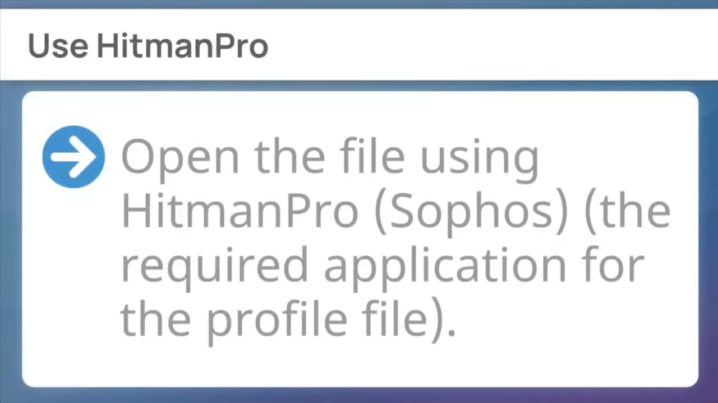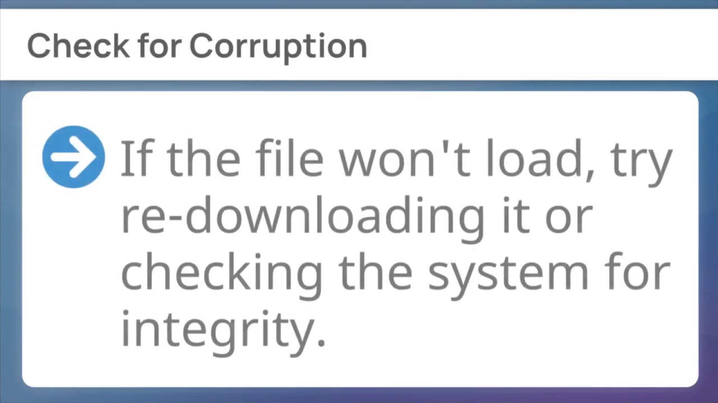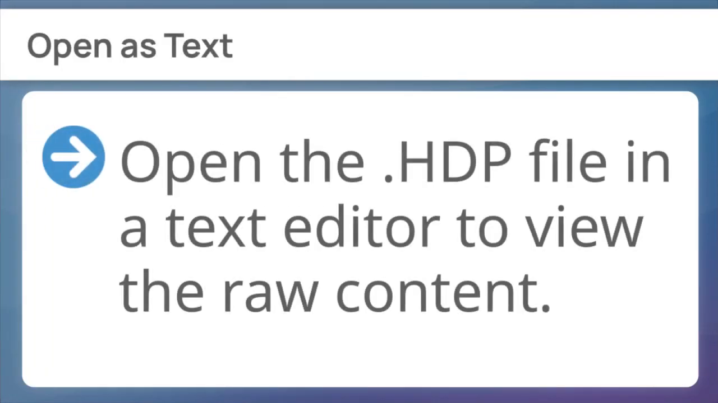First, use HitmanPro. Open the file using HitmanPro Sophos, the required application for the profile file. Next, check for corruption. If the file won't load, try re-downloading it or checking the system for integrity. Finally, open as text. Open the HDP file in a text editor to view the raw content.